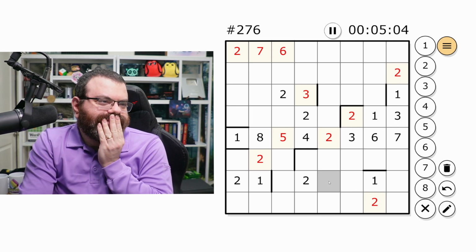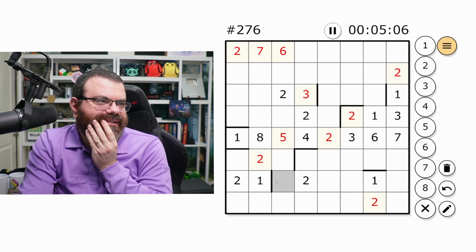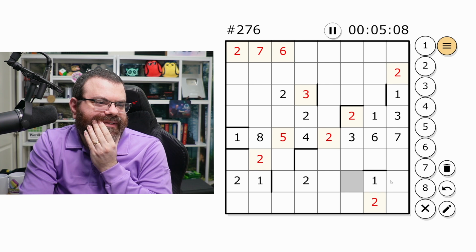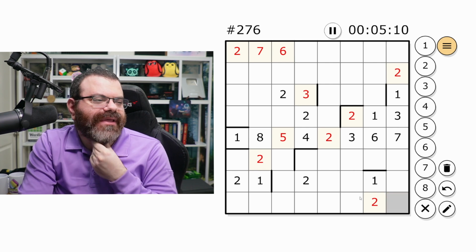Okay. What about 6? Where does 6 go? Because this can't be 6, and this can't be 6. But there are 2 places that could be 6. All right. Let's look at this row.